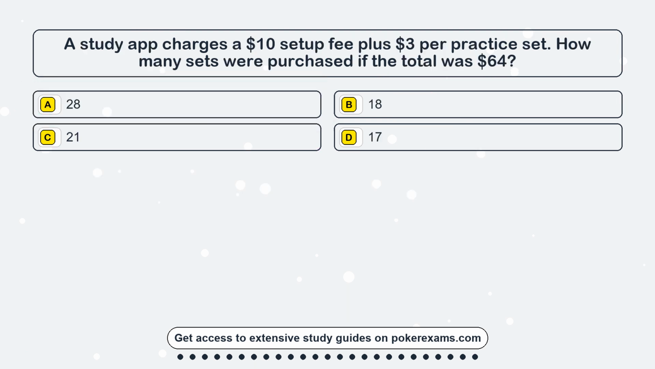Question 18. A study app charges a $10 setup fee plus $3 per practice set. How many sets were purchased if the total was $64? Option A 28. Option B 18. Option C 21. Option D 17.